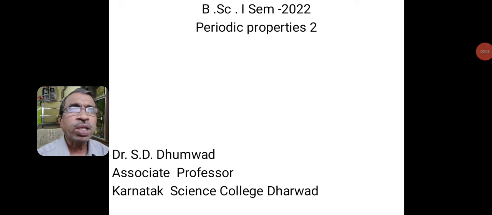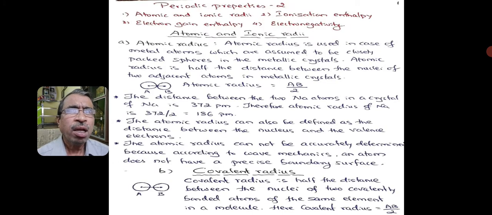Dear students, in the last class, we have studied about the periodic properties, that is, effective nuclear charge and shielding effects. They are the basic properties to deal with the periodic properties. So today, let us study about the periodic properties in detail.